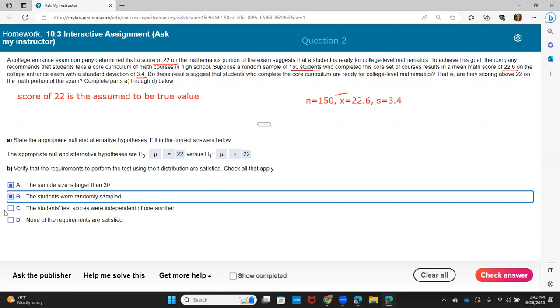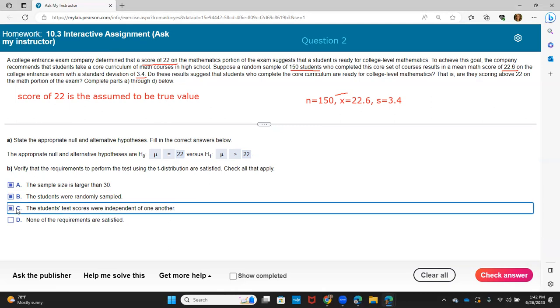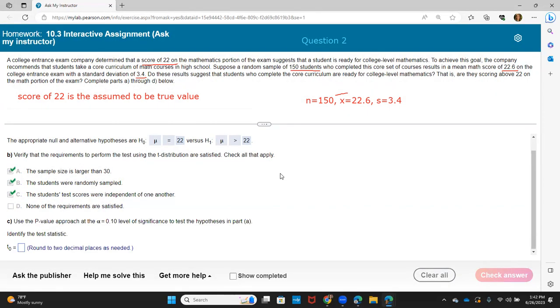Also, it says that it was randomly sampled and the students' test scores were independent of one another. Okay, so those are typically what we're looking for, whether you want to say the population data is normally distributed, but we don't really know that yet, right? Because that's what we're trying to find out. We only know sample data. So we always want to look to see if the sample size is larger than 30, and the students were randomly sampled, and the students' test scores are independent of each other. Okay, great. Just ready to check them all off.